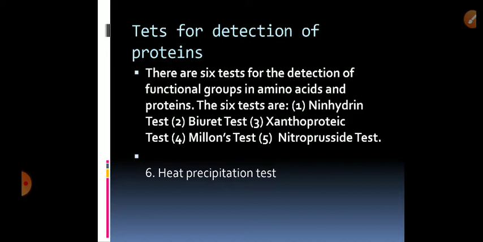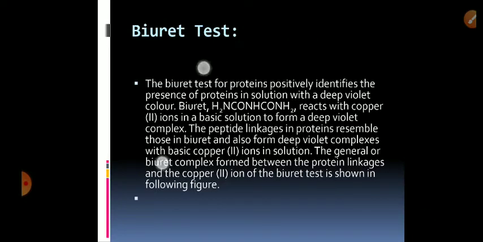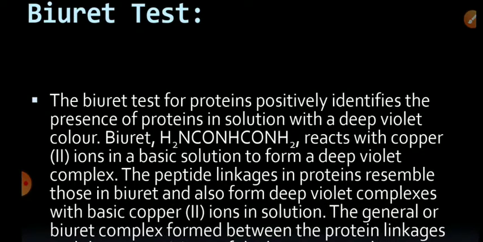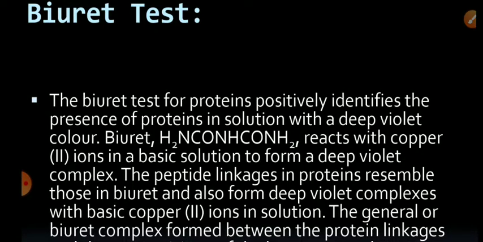We are going to study 6 different tests. First is the Biuret test, then the Ninhydrin test, Xanthoproteic test, Millon's test, Nitroprusside test and heat precipitation test for the detection of proteins. Let us first discuss the Biuret test.